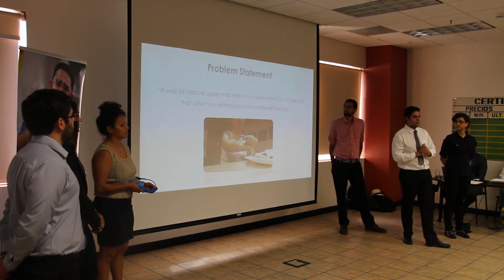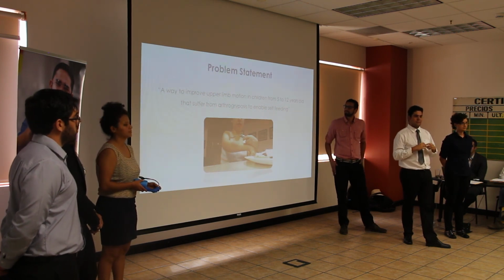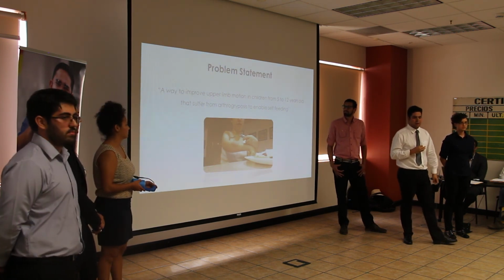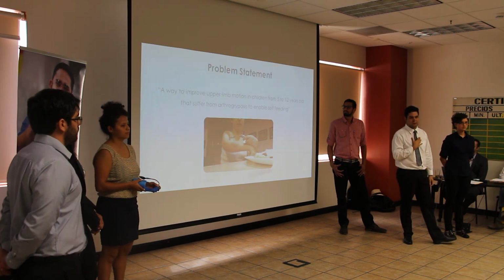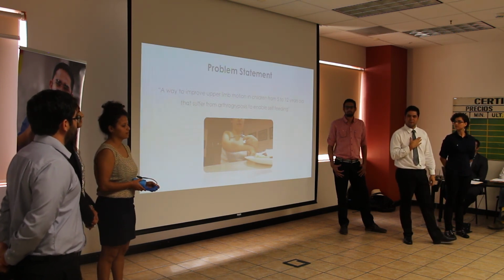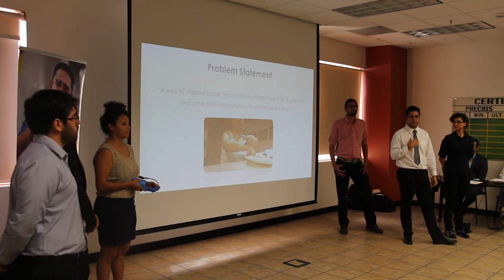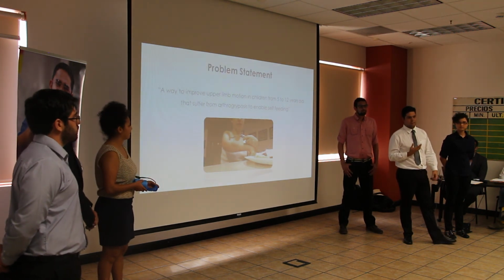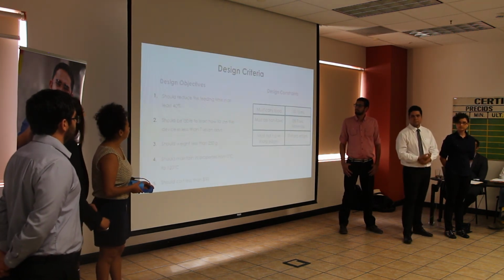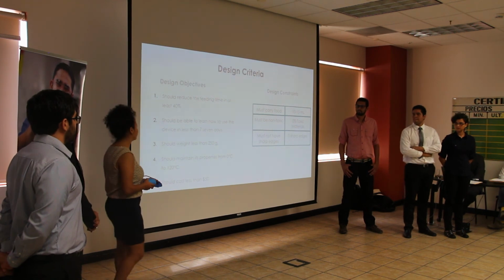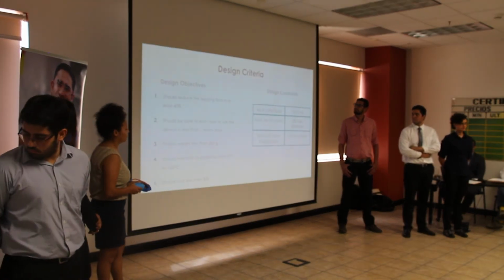Also, we established our problem statement, with the main goal to find a way to improve upper limb motion in children from 5 to 12 years old that suffer from arthrogryposis, to enable them to self-eat. Well, our design criteria, our objectives, are the following.